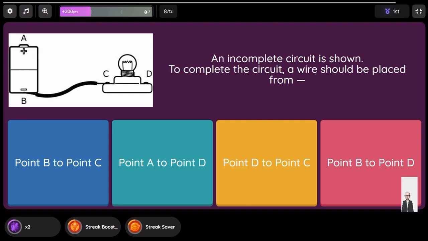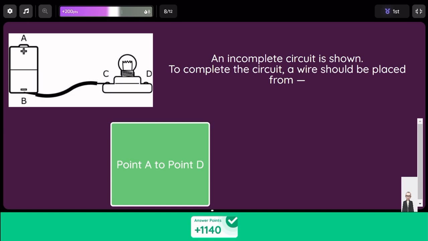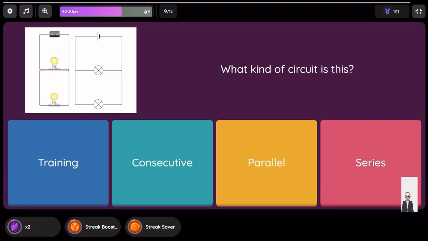All right, an incomplete circuit is shown here. Which 2 points would need to be connected to make it a closed circuit? So what would you need to connect? Let's imagine that I'm giving you a piece of wire. Would you connect A to B, A to C, A to D, C to D, whatever? Well, hopefully you've got this one right. You would need to connect, of course, A to D.